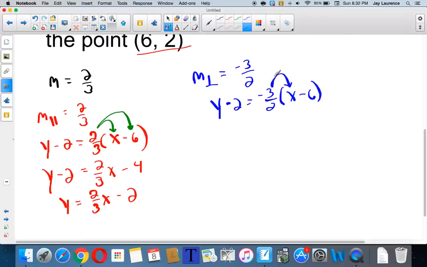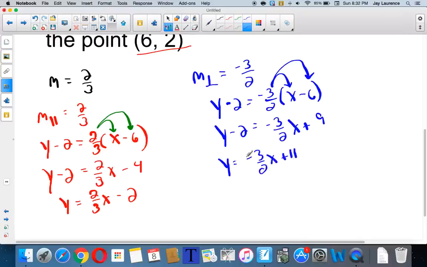I'll distribute, right? And so I'll have y minus 2 equals -3/2 x plus, I think that's going to be plus 9, because 2 is going to go to 6 3 times. Yeah, plus 9. And to get y alone, I'm going to get y equals -3/2 x plus 11. And there you go. The red equation is parallel to the original equation, and it passes through (6, 2). The blue one is perpendicular to the original equation, and it also passes through (6, 2).